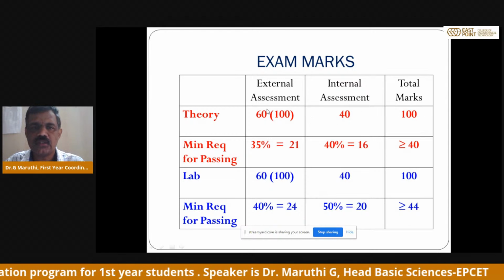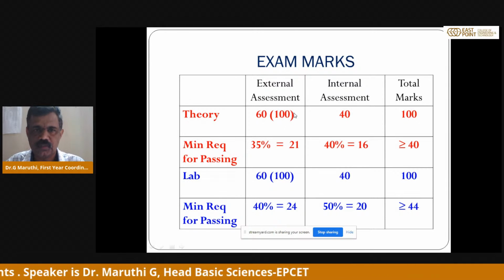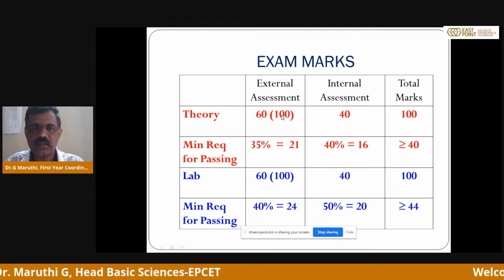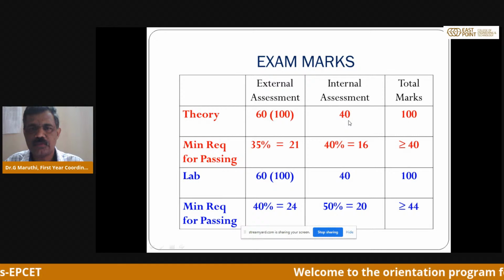So though the external assessment is only for 60, I have put 100 in the bracket because the exam will be conducted for 100 marks, then it will be reduced to 60. And internal assessment will be for 40 marks.